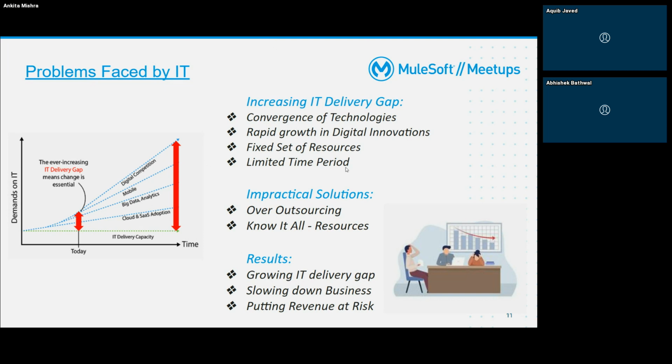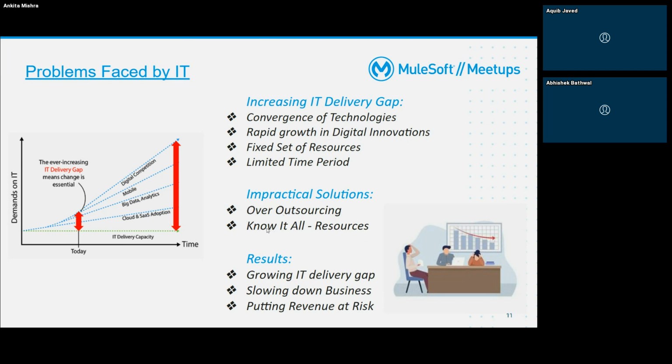The reasons we have already spoken about: convergence of technologies, rapid growth of digital innovations, and a fixed set of resources. The problem is the resources are fixed, and you have a limited time period. You cannot even compromise with your time. What could be the solutions? The solution could be outsourcing. You keep on hiring people knowing all these diverse technologies around you, and ask them to cater to your client. But this is completely impractical.